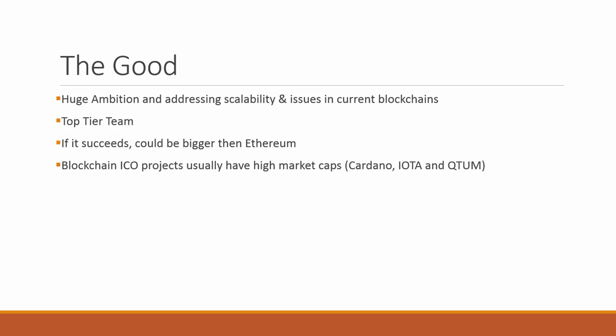However, blockchain ICO projects also usually have a very, very high market cap. Think about Cardano, IOTA, and Quantum. But then there is something to think about. These different ICOs had a very, very low cap to start off with. So Cardano had about $25 million, IOTA roughly $1 million, Quantum about $15 million, and actually the ICO started early on this year.